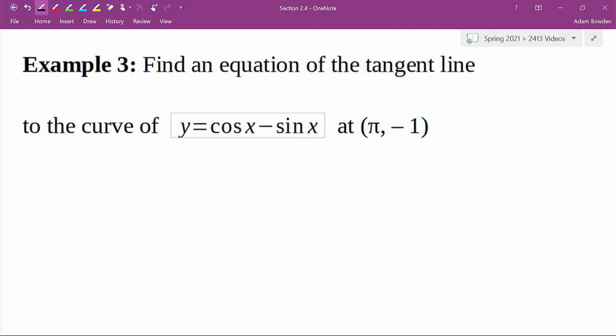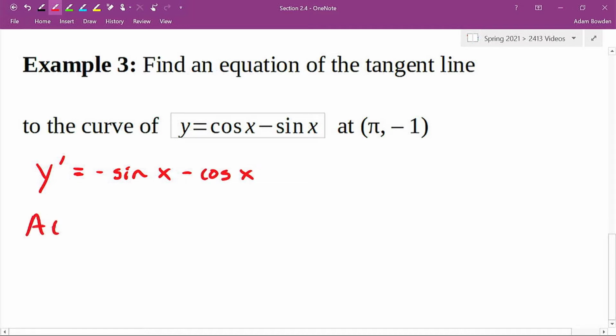Here we're going to look at the function y equals cosine x minus sine x and find the equation of the tangent line at the point pi comma negative 1. So to find the equation of any tangent line to any curve, we'll start with the derivative. The derivative y prime, we have to take the derivative of cosine, which was negative sine x, minus the derivative of sine, which is cosine x.